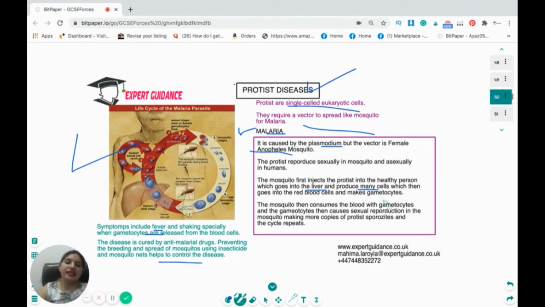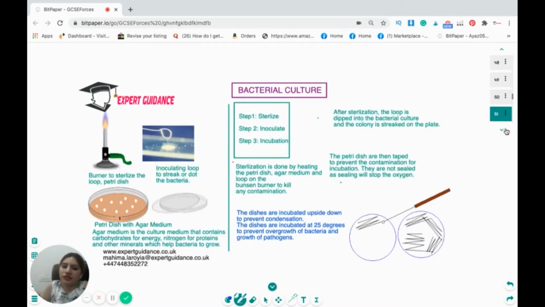So this disease is spread using the mosquito, because part of the malarial cycle is completed in the mosquito and part in the human. So if you control the growth of mosquitoes, it can help prevent this disease.